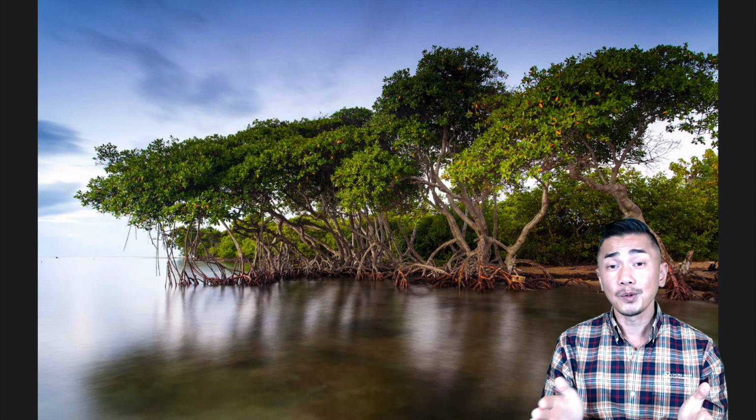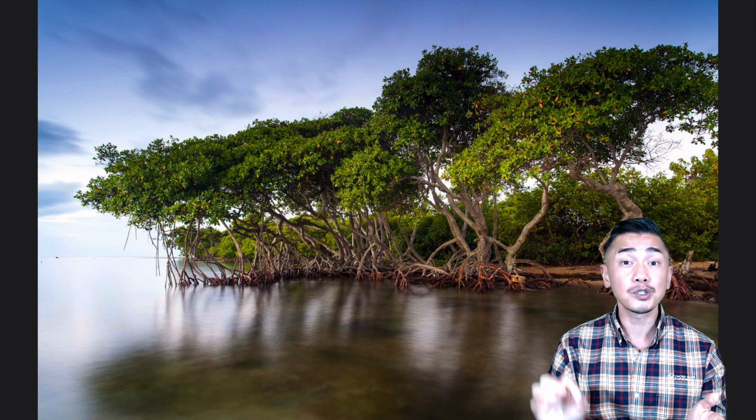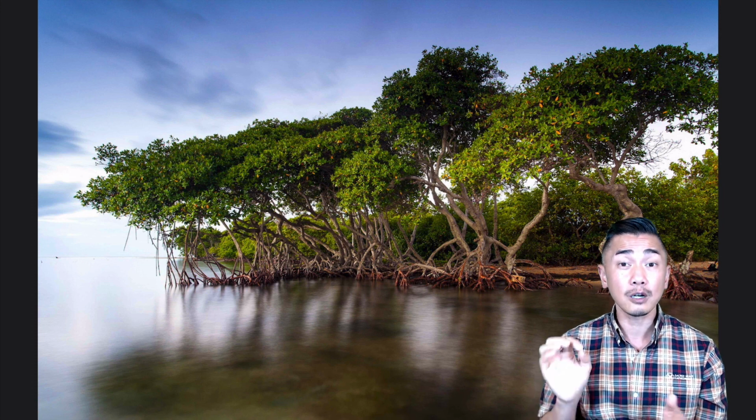This is a photograph of a mangrove forest. Mangrove forests can absorb tsunami wave energy and prevent coastal destruction.